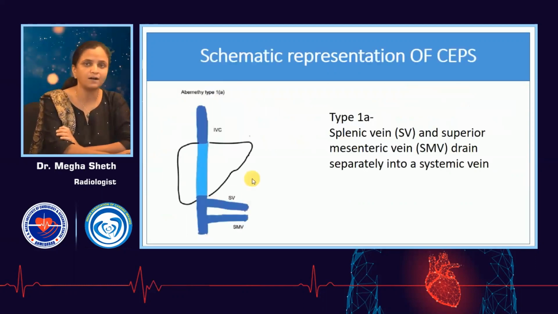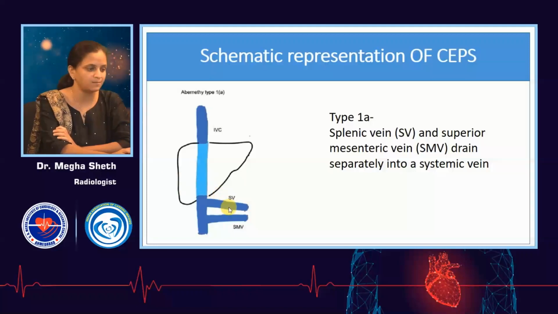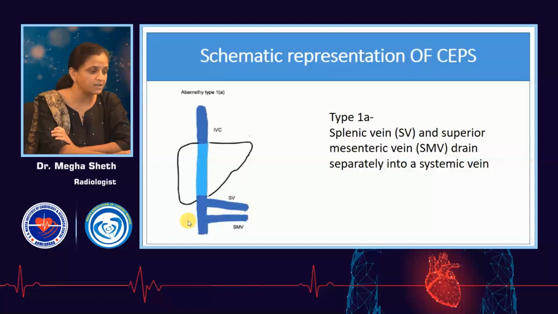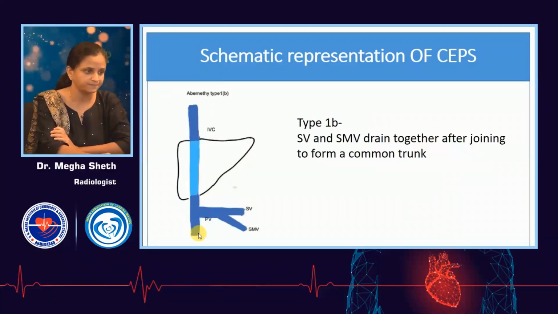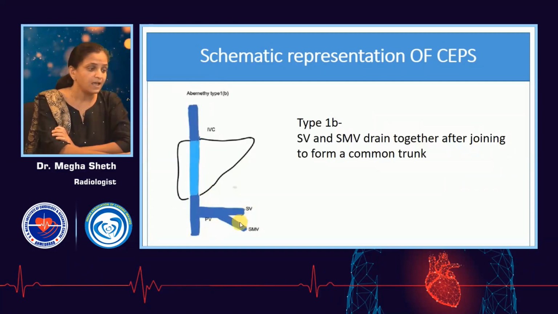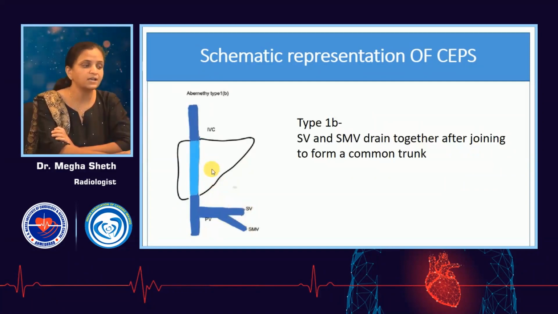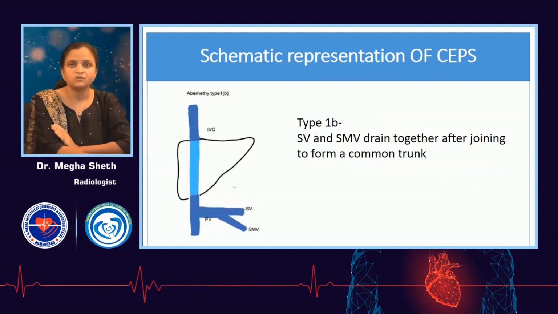See, type 1, again it is classified into A and B. Here, splenic and superior mesenteric veins do not form a portal vein but drain directly into a systemic vein. This is type 1A. Type 1B, in which a portal vein is formed, but instead of draining into the liver, it directly drains into the IVC. Okay, so that is type 1B.